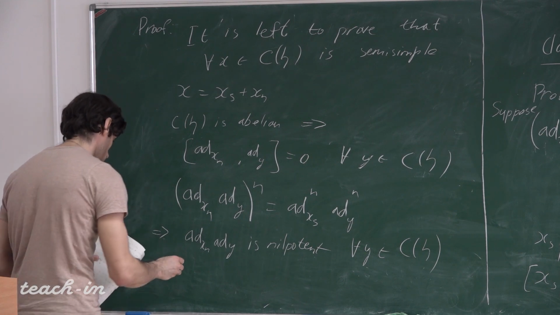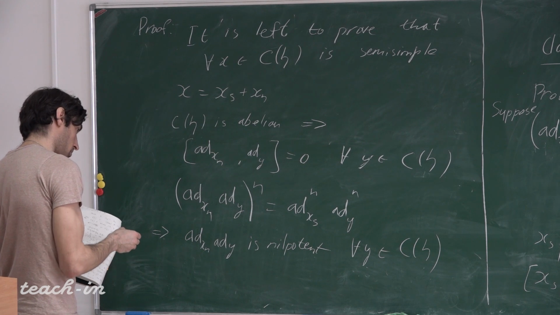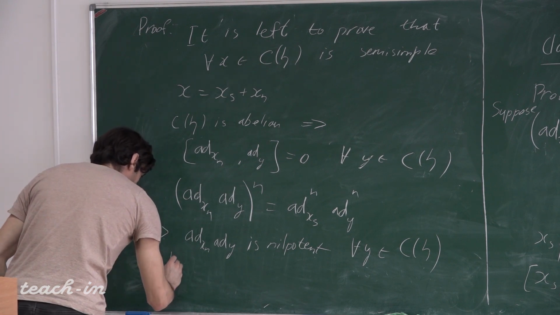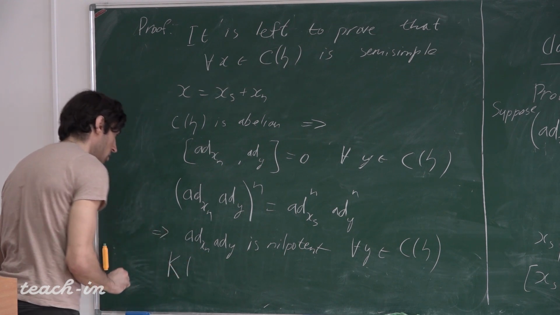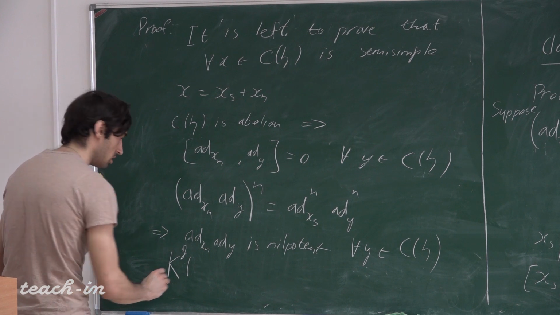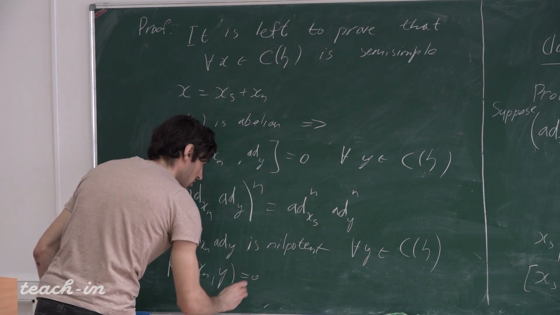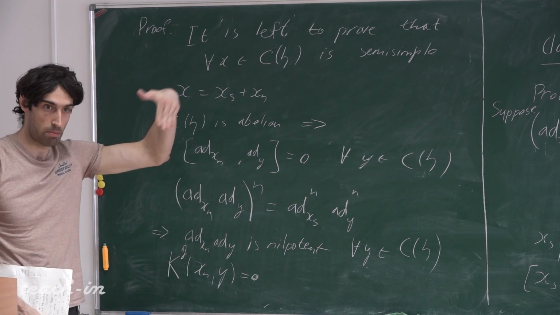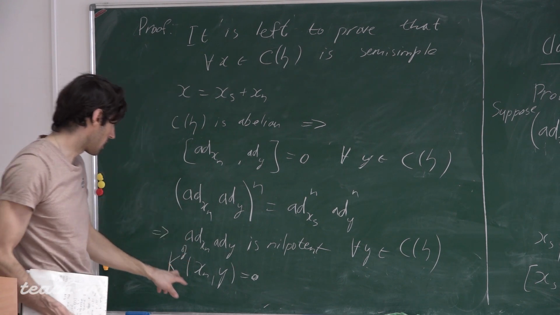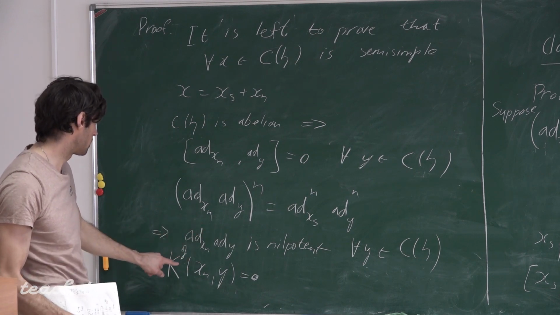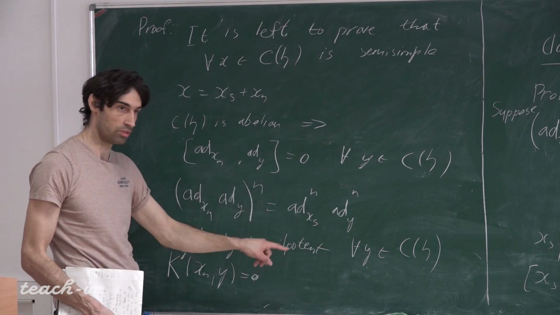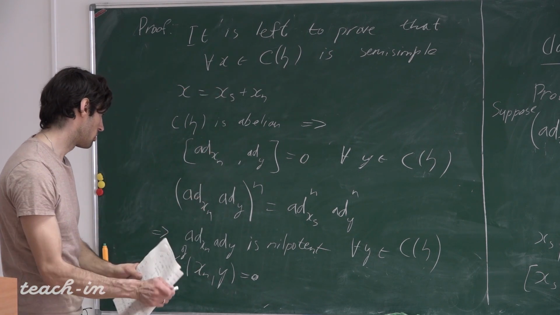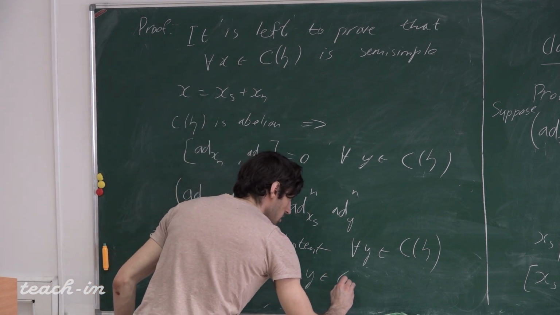But this means that the Killing form in G of Xn and Y is 0. It's nilpotent as a matrix. In some basis, it's just an upper triangular matrix. How do I compute the Killing form? I take the product of this and compute the trace. So the trace of an upper triangular matrix will be 0. So this is 0 for every Y, again, in C of H.